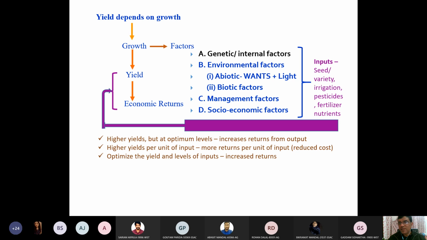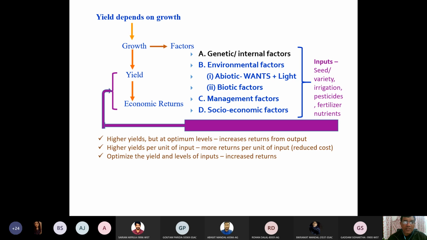So overall, what you can see is that these are the inputs, for example, seed, variety, irrigation, pesticide, fertilizer, nutrients. There may be many more inputs which are used to manage or control the growth. So these factors of growth can be manipulated by the use of inputs. And these inputs will give you some economic returns in the form of yield. These inputs will be transformed into yields.